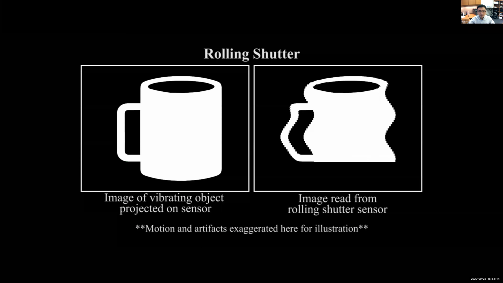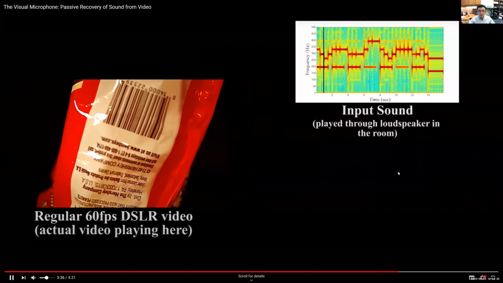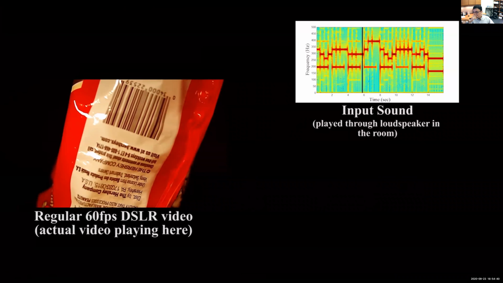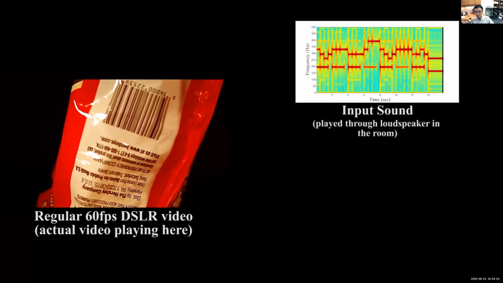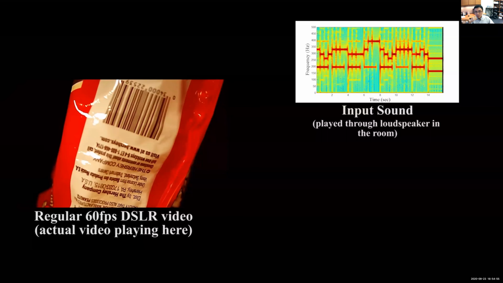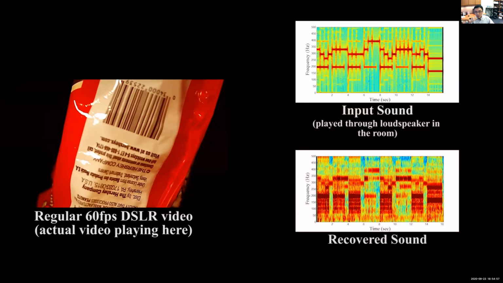Here we see a 60 frames per second video of a bag of candy captured on a regular consumer DSLR while our Mary Had a Little Lamb music played through a nearby loudspeaker. By using a variation of our technique on the rows of the recorded video, we are able to recover this audio, which includes frequencies more than 5 times higher than the frame rate of our camera.